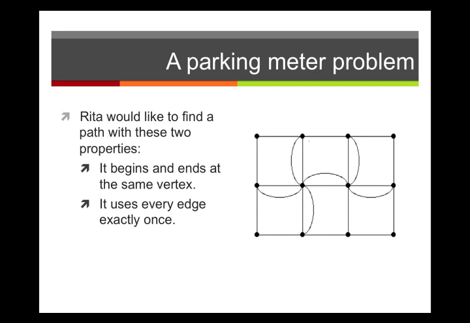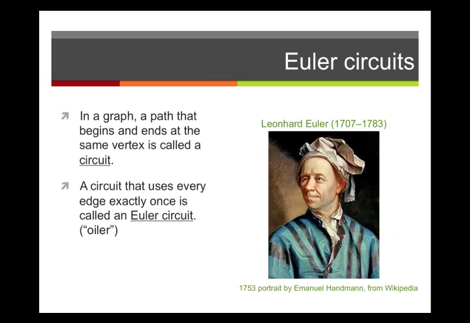Now, she wants to do this as efficiently as she can. So if possible, what she'd like to do is use every edge exactly once. So to summarize, Rita would like to find a path with two properties. It begins and ends at the same vertex, and it uses every edge exactly once.